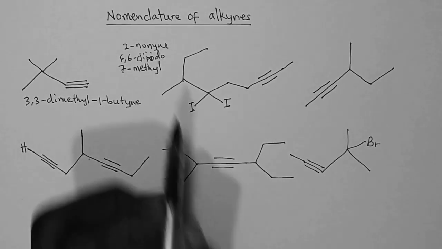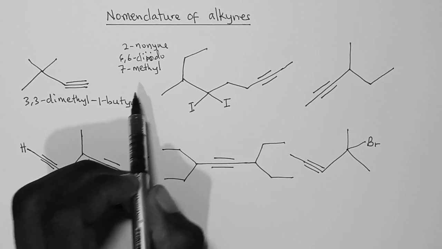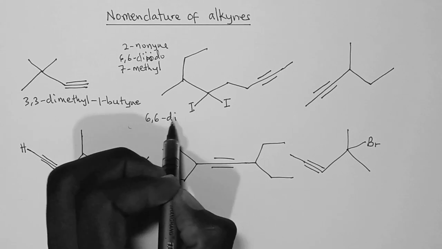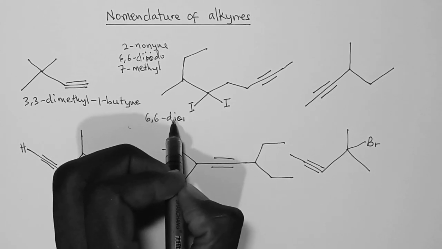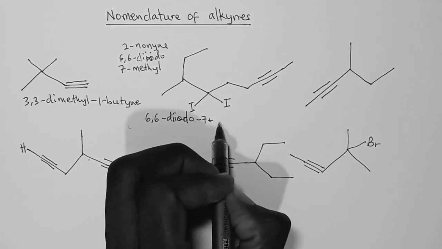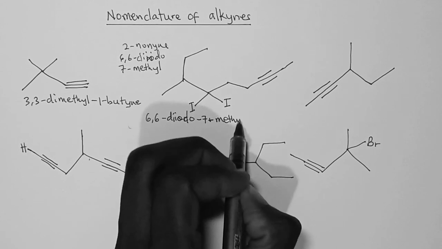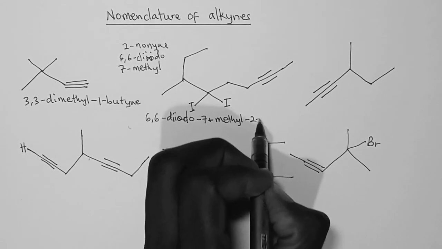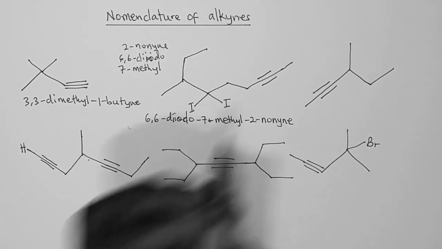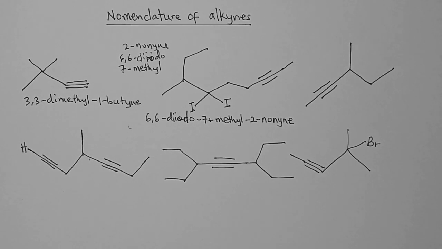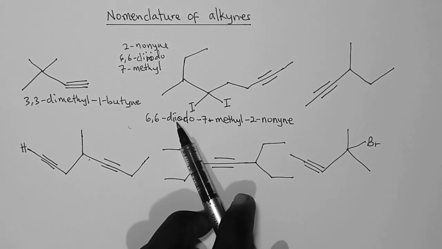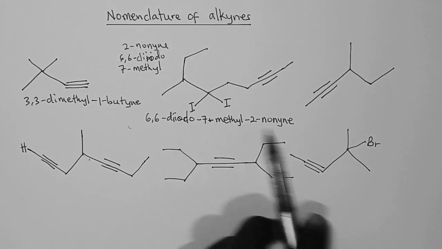And therefore, this molecule is going to be 6,6-diiodo, and then 7-methyl-2-nonyne. So this is how the name is. Now the iodine comes before the methyl because I comes before M in terms of alphabetical order.